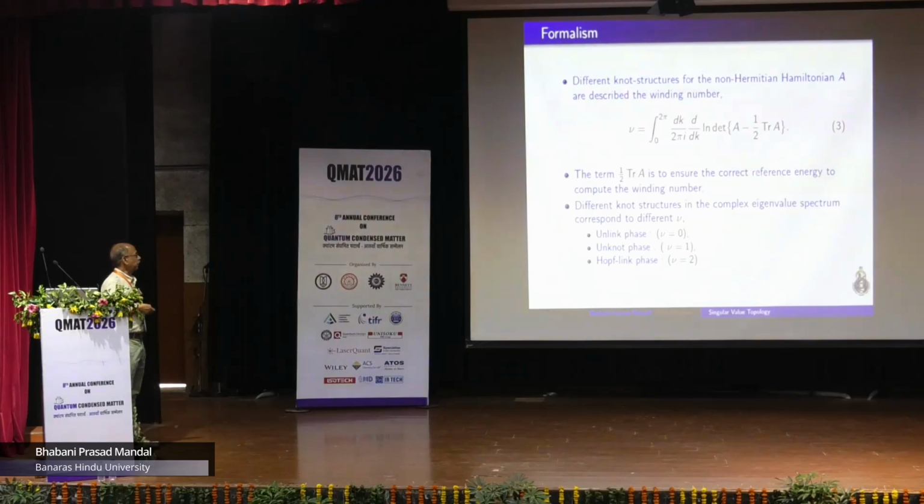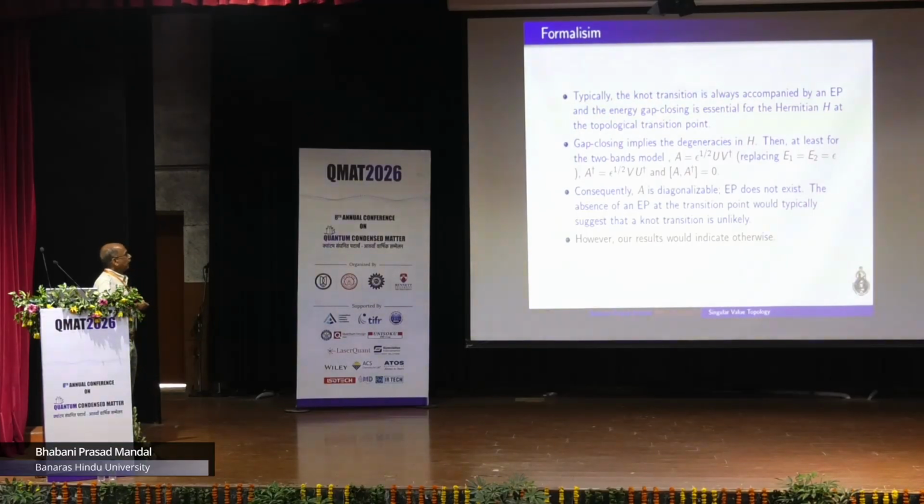This is the usual definition. This trace is subtracted, with half of it subtracted, to have a correct reference energy to compute the winding number. And we found that the unlink phase is for nu equal to 0, the unknot phase is for nu equal to 1, and the Hopf-link phase is for nu equal to 2.